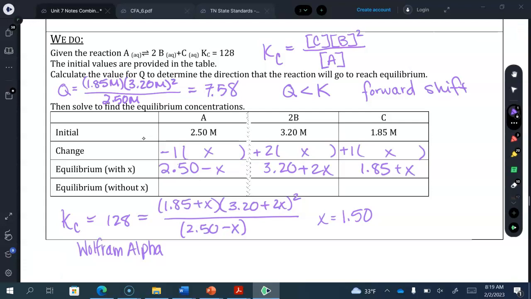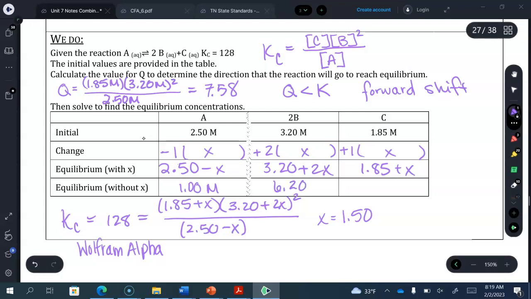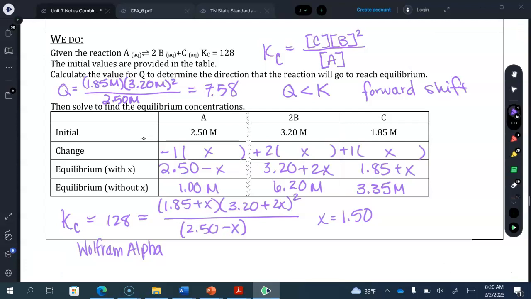Okay, note that this is harder, or more complex, than what would appear on an AP test, but this is more applicable to lab settings as well. So when we substitute in for X above, 2.5 minus 1.5 is 1.00. 3.2 plus 3 is 6.20. And then 1.85 plus 1.50 is 3.35. Okay, and so those are our equilibrium concentrations for this reaction.